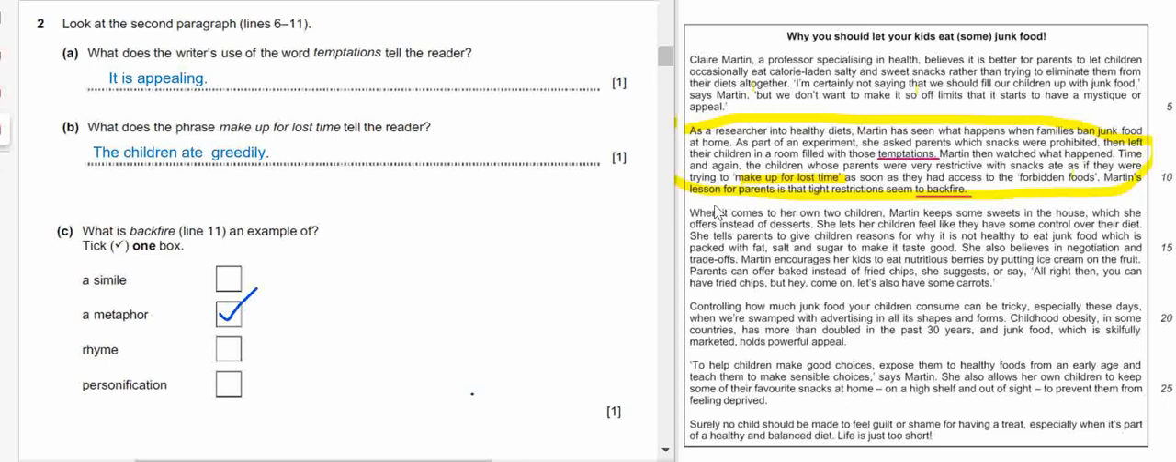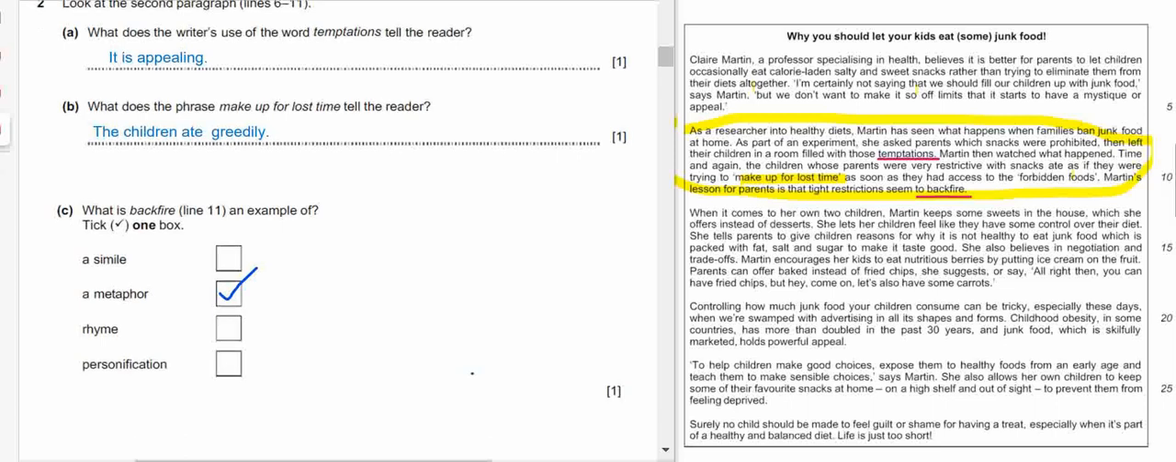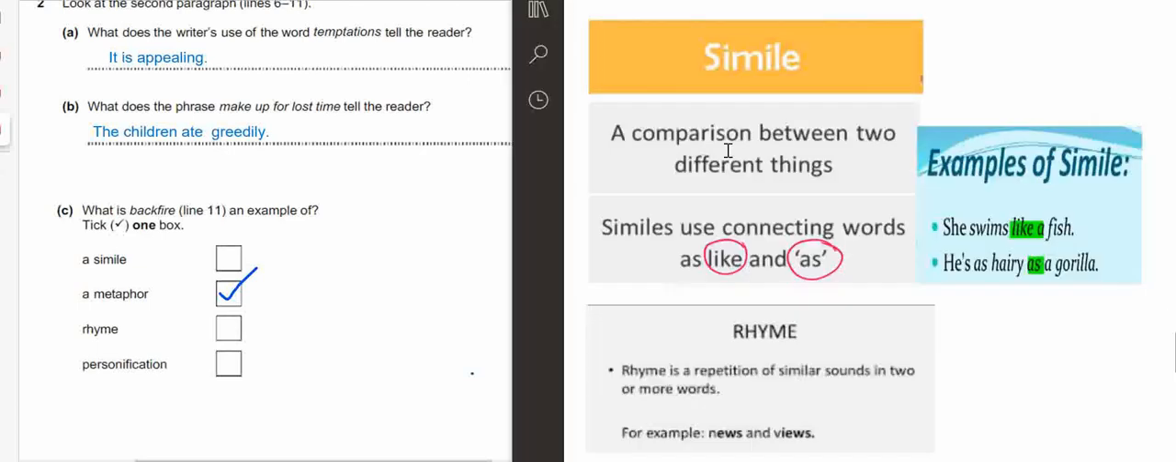Martin's lesson for parents is that tight restriction seems to backfire. So the answer is a metaphor here, backfire. Now let's take a look at what is simile, metaphor, rhyme, and personification one by one. Well, simile is a comparison between two different things using connecting words like and as. So example, she swims like a fish. He is as hairy as a gorilla. So we don't find this like and as in that sentence, so it's not simile.